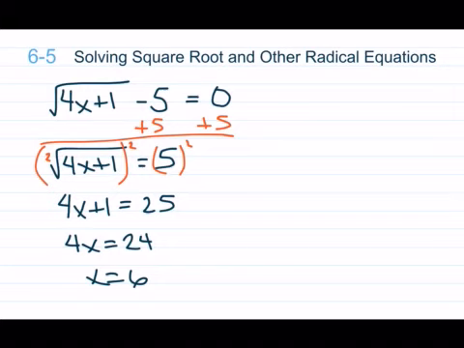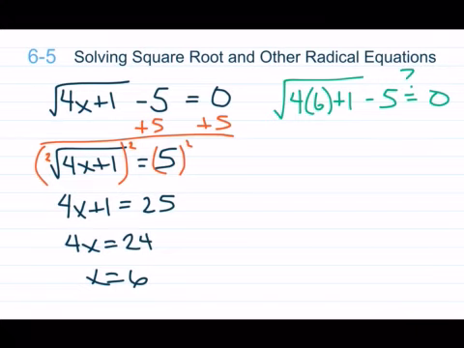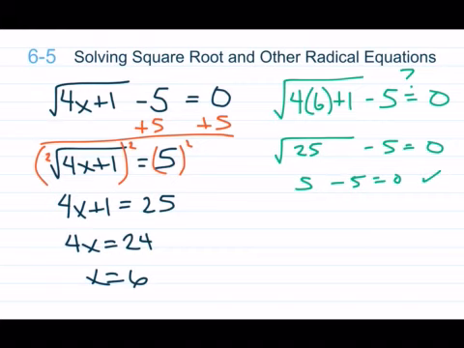And because we are solving using square roots, this can provide extraneous solutions. So what we're going to do is plug that 6 back in to see if it works or not. We'll start with 4 times 6 plus 1 underneath the square root and see if this minus 5 gives you 0. All right, 4 times 6 is 24 plus 1 is 25. And this would become 5 minus 5 is 0, which works. So x equals 6 is my solution.